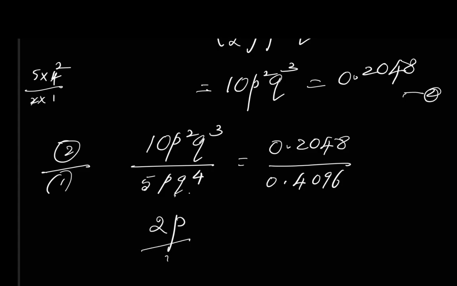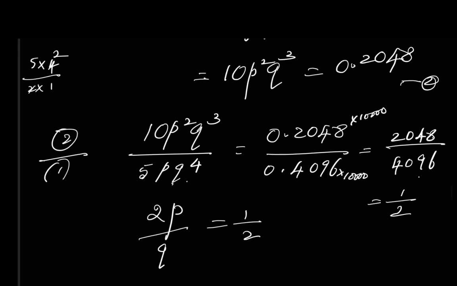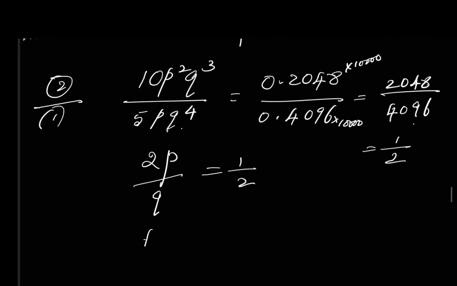So divided by Q is equal to, see actually both the numbers have 4 decimals, so here I multiply with 10,000. The decimal will go off, 2048 divided by 4096. Actually this 2048 goes into 4096 2 times. So the answer is 1 by 2. So do the calculation, cross multiplication. 4P is equal to Q.